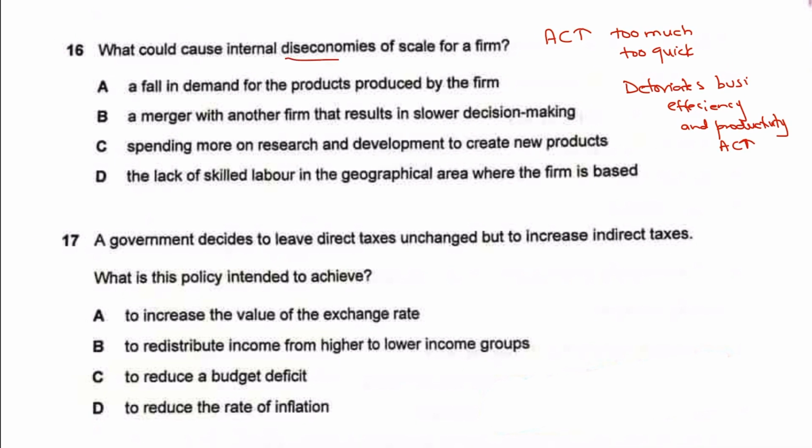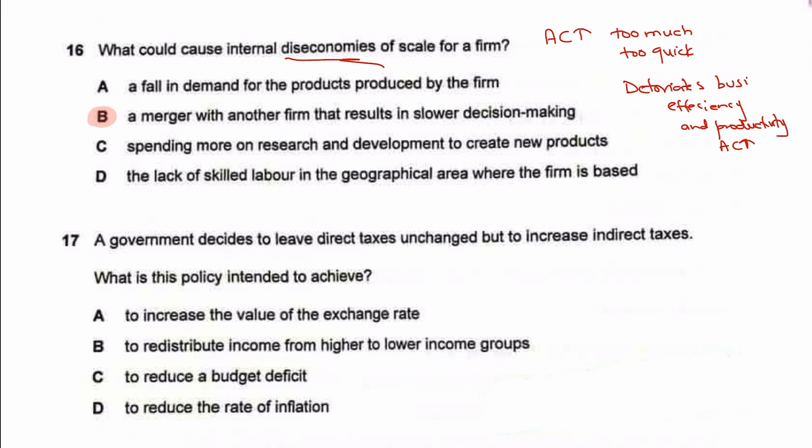Now, diseconomies of scale, we all know, is when your average cost is rising, when there's too much growth, which is too quick, not planned, not administered properly. It becomes a problem for the business then, right? And then that deteriorates your business efficiency and your productivity, and that results in higher average cost. So the correct answer should be B.